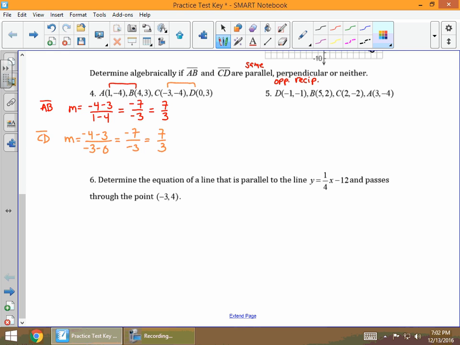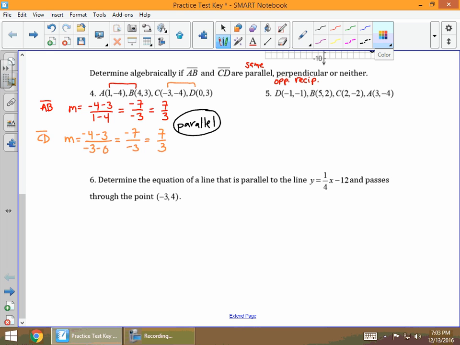So as I look at these 2 values, I see that AB has a slope of 7/3, CD has a slope of 7/3. They are the same. These 2 are parallel. Again, on the test, I will be counting work for finding those 2 slopes. All right, finding the slopes is probably the most important thing that you're going to do there.